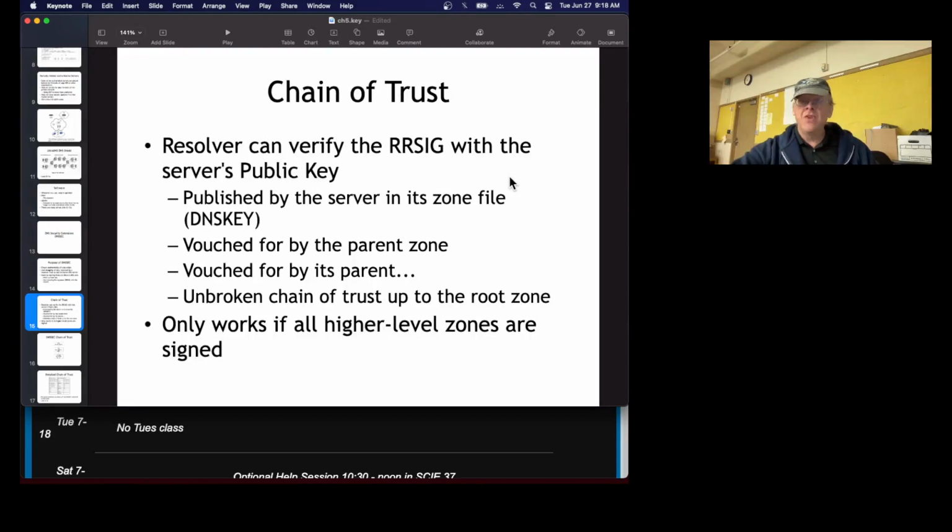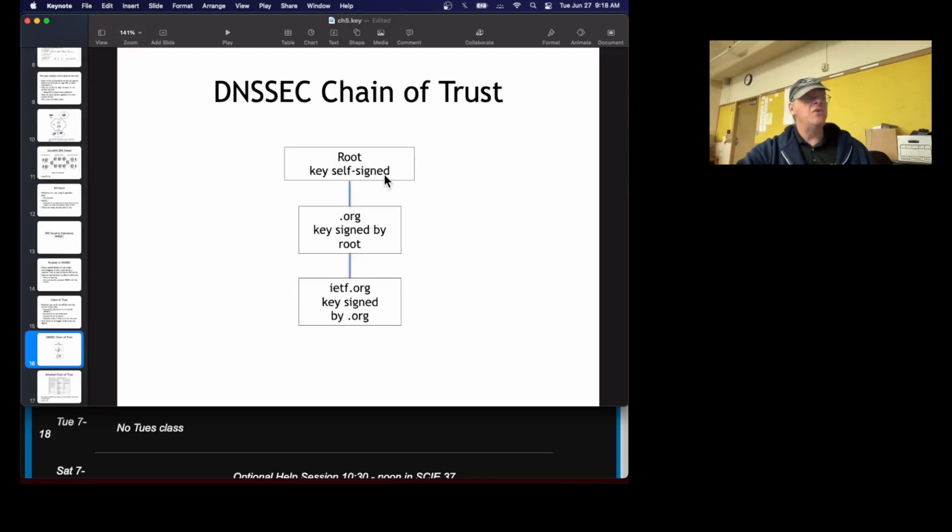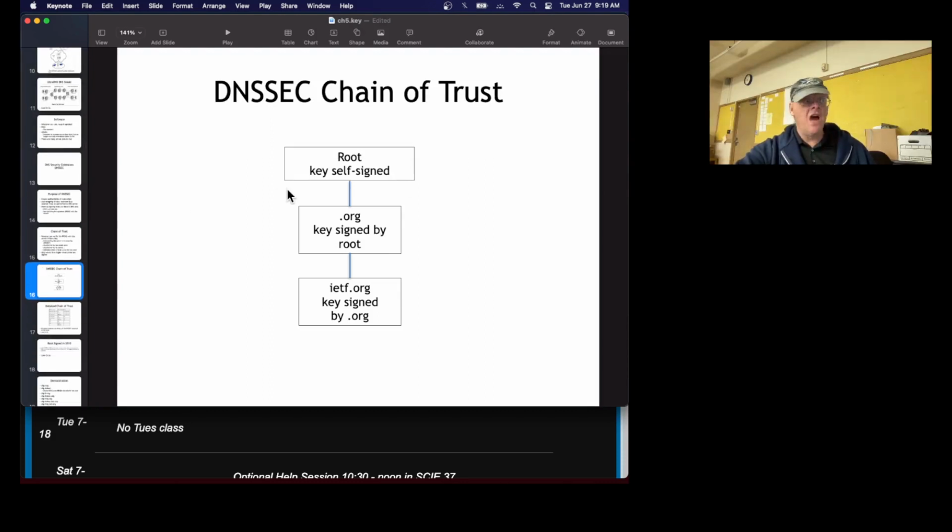And so there's a chain of trust. Every time you have cryptographic signatures, you now have to say, well, how do you know if it's the right cryptographic signature? So you have to have this chain of trust, and there has to be an ultimate root of trust somewhere where you trust somebody. Now, in HTTPS, you trust certificate authorities, which are big private companies, like insurance companies. In DNSSEC, you trust the root of DNS. And so here's the root is self-signed, and then org is signed by root, and IETF.org is signed by .org. So there's your chain, but you have to trust the root, which is self-signed. There's nothing higher to sign it.